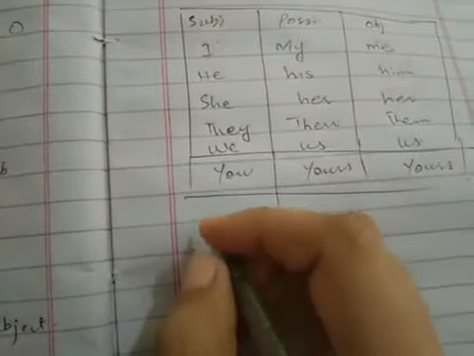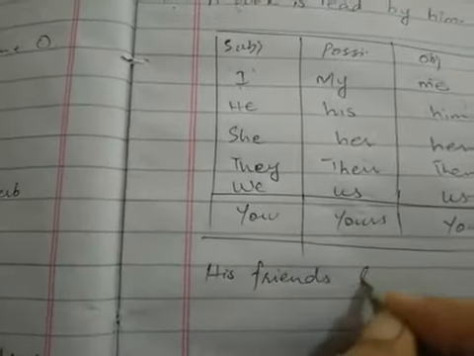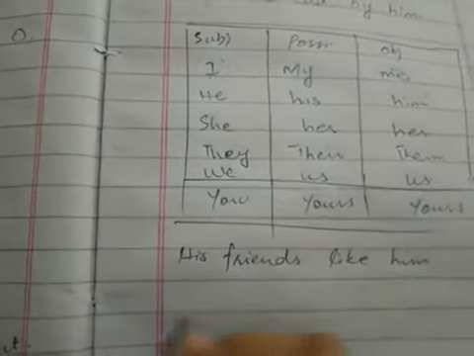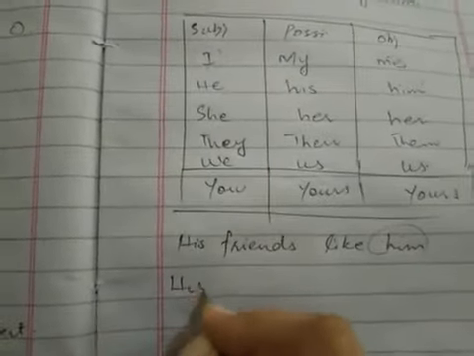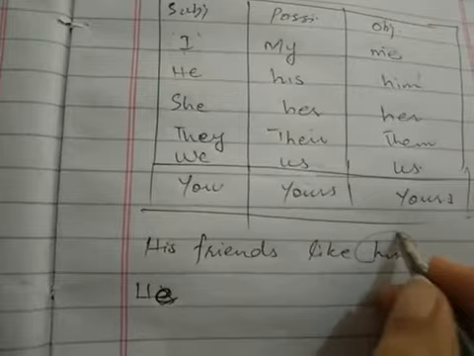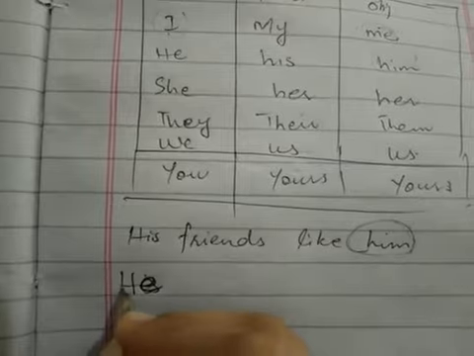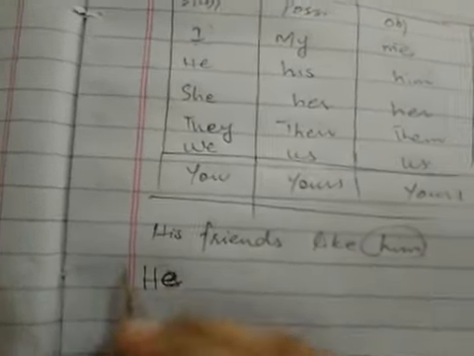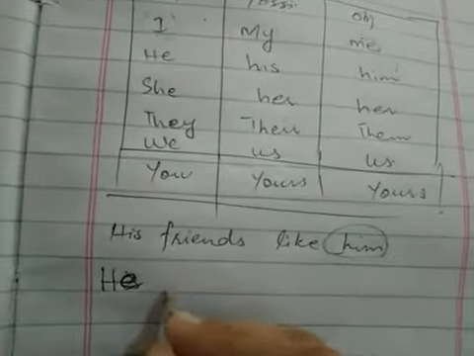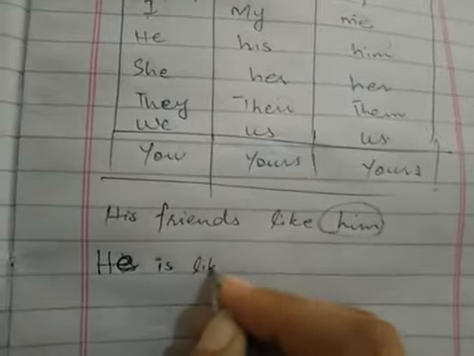Now look at the example. His friends like him. In the passive voice, the object becomes the subject in the subjective case. He is singular, so you write is with it: he is liked by his friends.